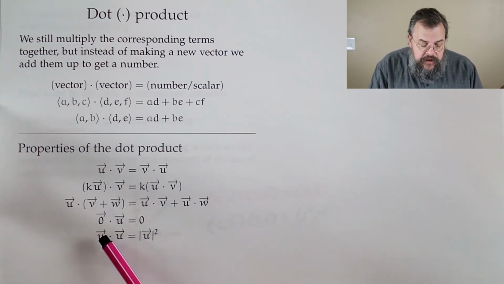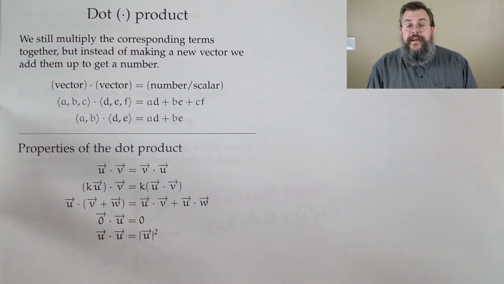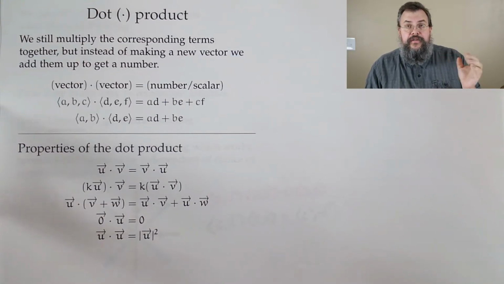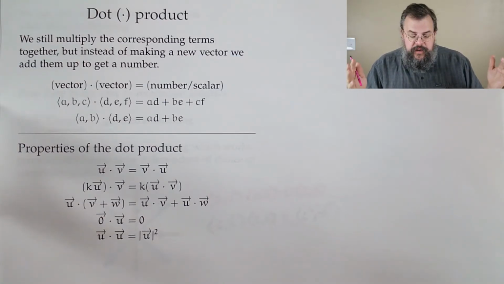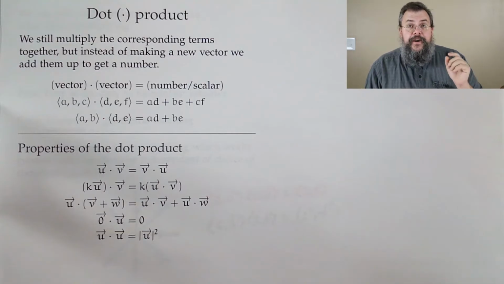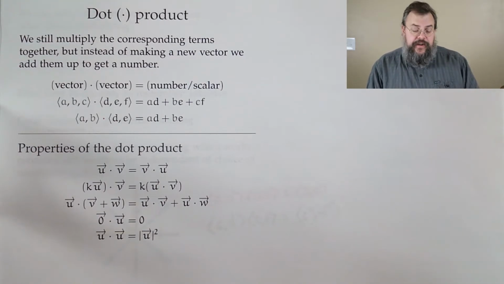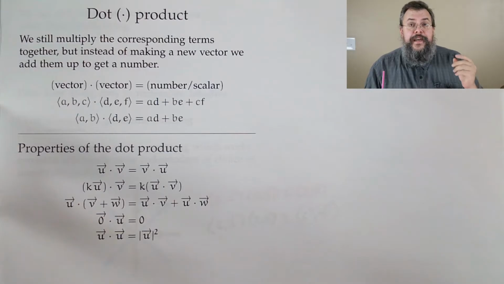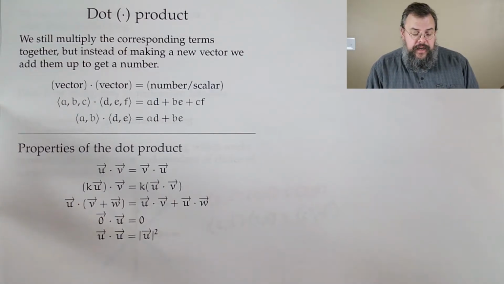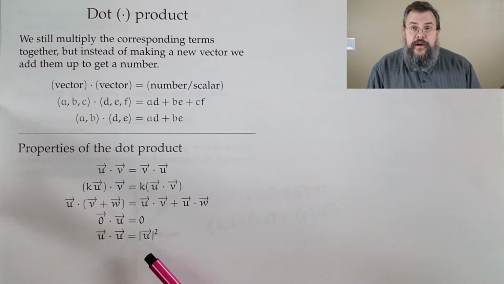If I take the 0 vector dot any vector, I get 0. Well, that's easy to believe, because the 0 vector, if we think about it entry-wise, it's 0, 0, 0. So if you multiply everything by 0, you get 0. Now, here's where we start heading towards geometry. If I take a vector and I dot it with itself, so now U dot U, it has a meaning, and it's the magnitude of U squared.